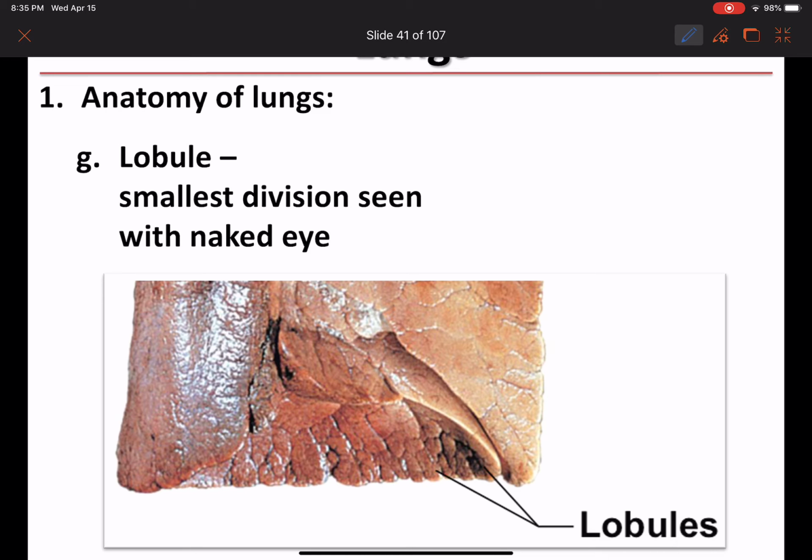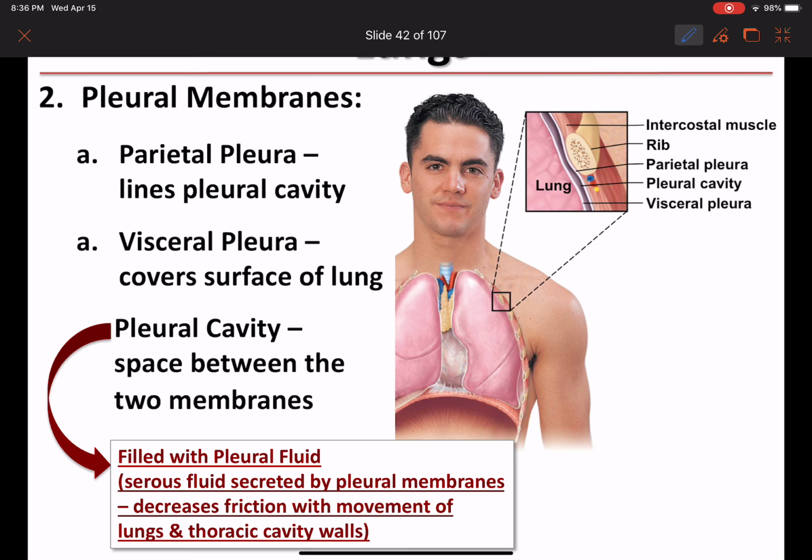The lobules are subsegments of the bronchopulmonary segments. They're shaped anywhere from the size of the eraser on your pencil to the size of a dime. And they roughly have a hexagonal shape, and they're the smallest compartmentalization of the lung that can be seen with the naked eye.